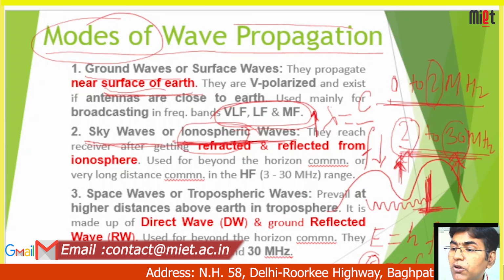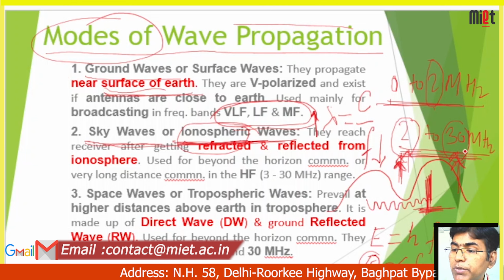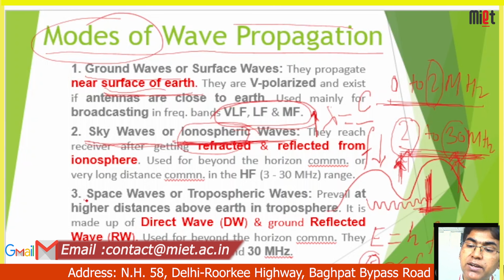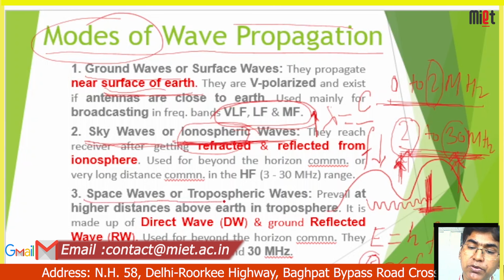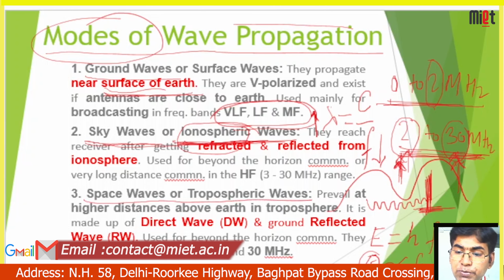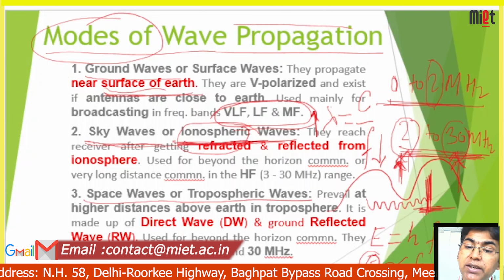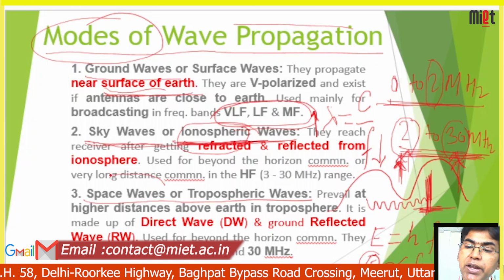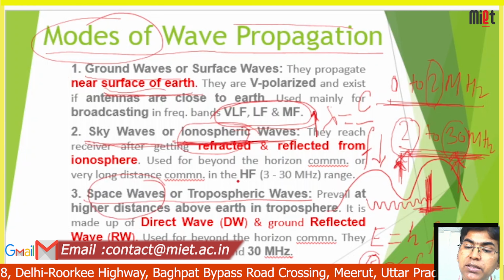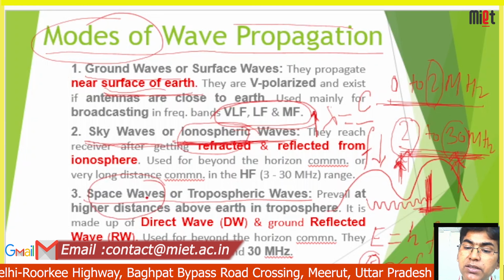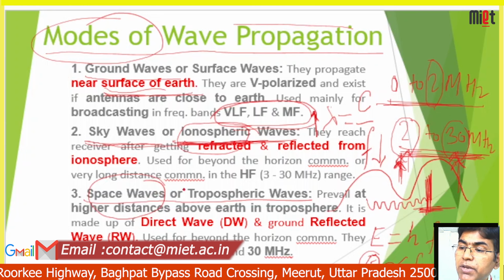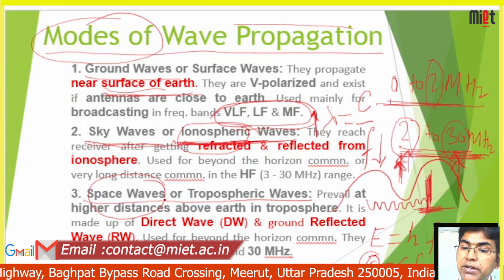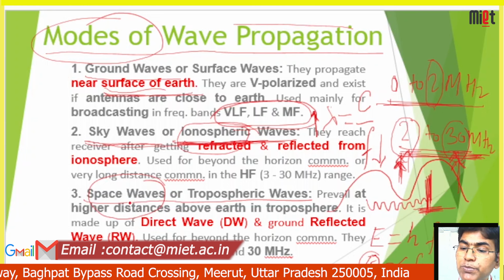Now the frequencies over 30 megahertz will be used in the third method of wave propagation. If frequency is greater than 30 megahertz, then the wave is transmitted by using space wave propagation. Space wave propagation is basically line of sight propagation. In this particular wave propagation, transmitter antenna and receiver antenna can see each other, means they are in the line of sight. So high frequency signals above 30 megahertz use line of sight propagation, and those signals are transmitted using space wave propagation.